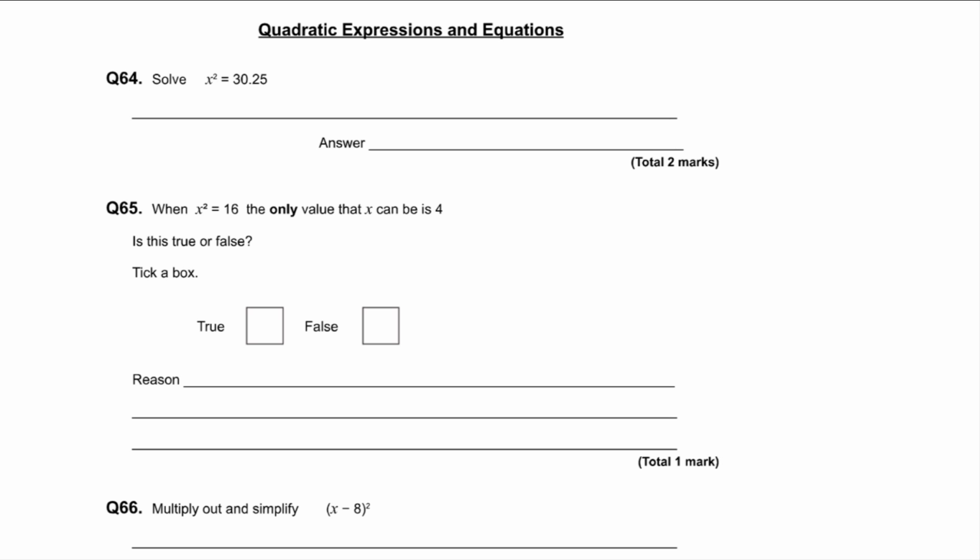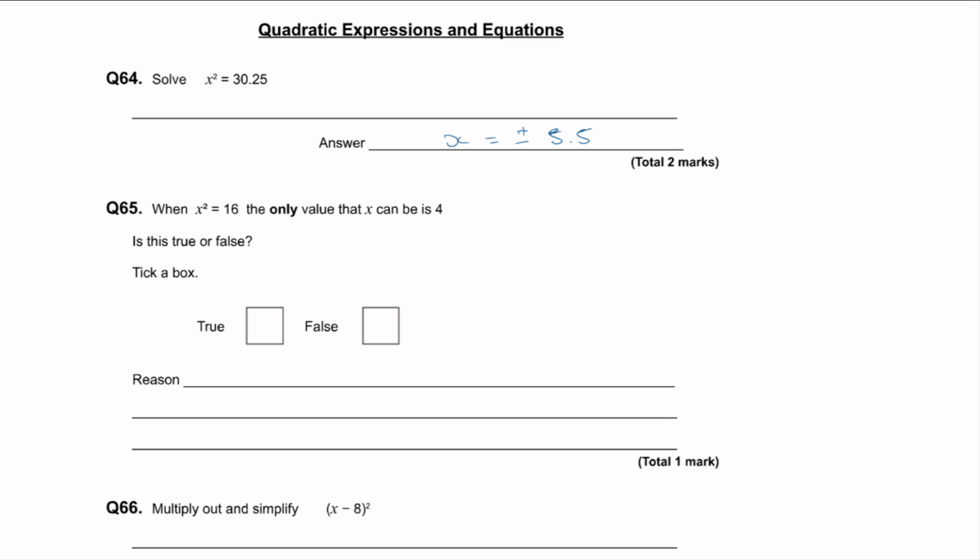Next up, quadratic expressions and equations. So 64, solve x squared equals 30.25. Okay, so if I want x, I'm going to have to root both sides, aren't I? So x is going to be the square root of 30.25. So what is the square root of 30.25? 30.25 square rooted, that's 11 over 2, or 5.5. Okay, so then x is going to be equal to plus or minus 5.5, because both negative 5.5 squared is positive 30.25 and positive 5.5 squared is as well. It's always two answers when you square root an answer like that.